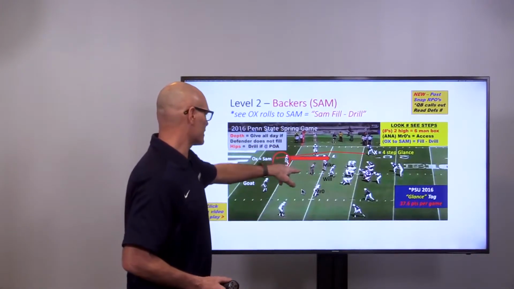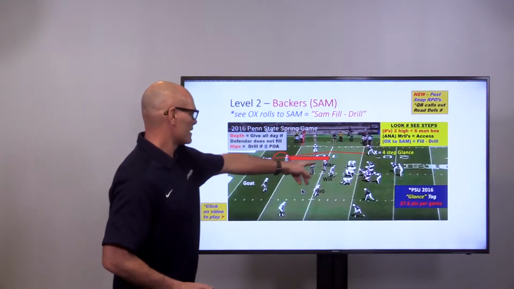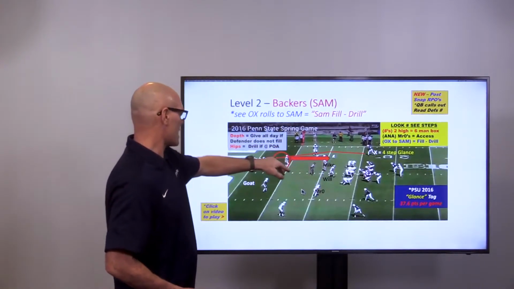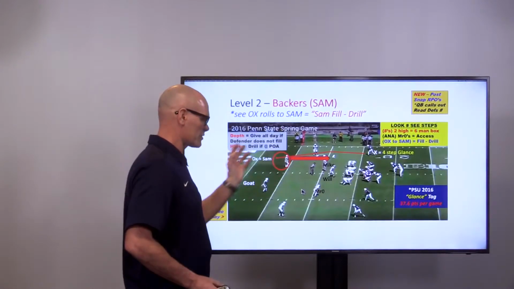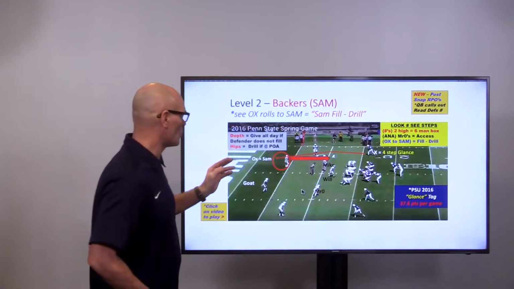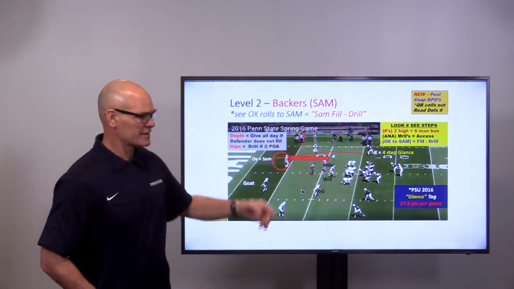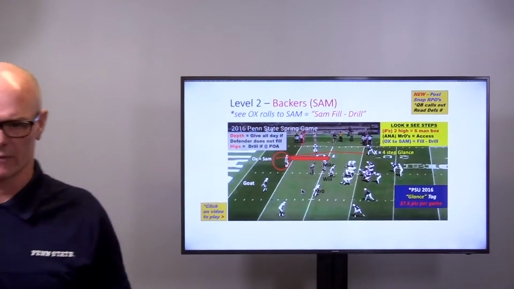Here we're going to see the same thing. We got two high safeties. Now we're going here to the right. There's the Mike because they're split. There's no Sam. So that makes the ox, and this is what a lot of teams are doing, is they're going to roll that safety down in. He becomes the Sam.